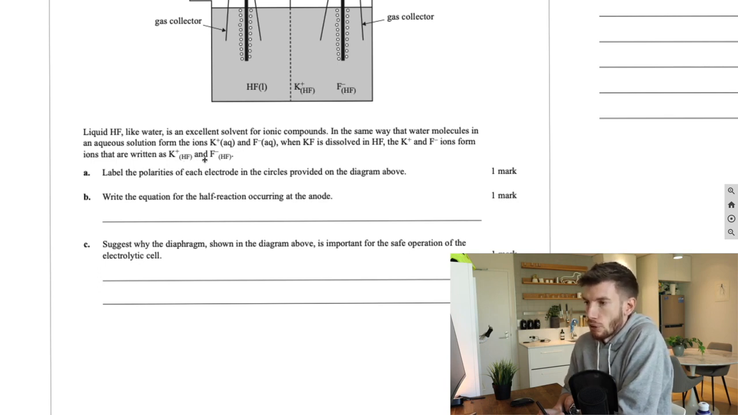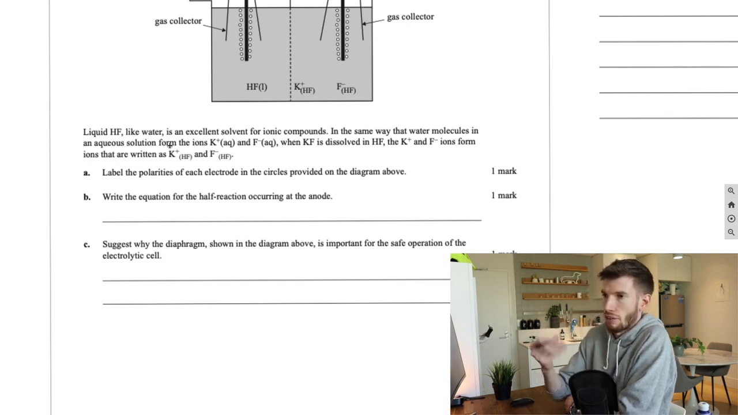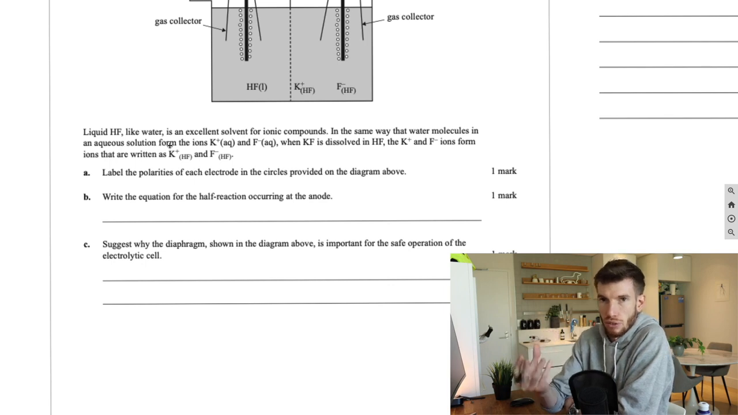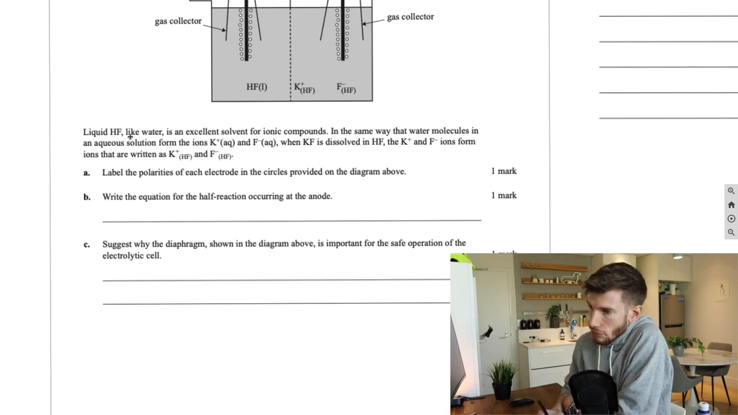And this brings up a good point that often doesn't get focused on in the course much: whenever you've got a salt in solution, think of it as a source of ions rather than a solid salt itself. Try to think about things actually being able to separate or dissociate, and then how those ions can interact with other charged particles. So, label the polarities of each electrode in the circles provided on the diagram above.